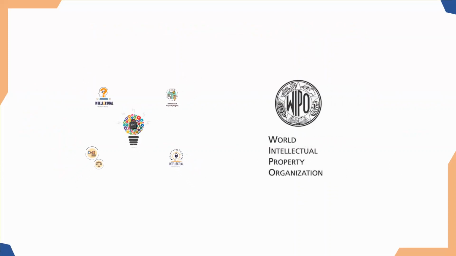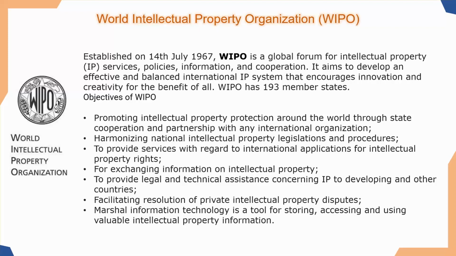The other thing is the World Intellectual Property Organization. It was established on 14th July 1967. It is a global forum for intellectual property services, policies, information, and cooperation. Its aim is to develop an effective and balanced international IP system that encourages innovation and creativity for the benefit of all. WIPO has 193 members. It processes applications for intellectual property rights, provides legal and technical assistance concerning IP to developing and other countries, and facilitates resolution of private intellectual property disputes.